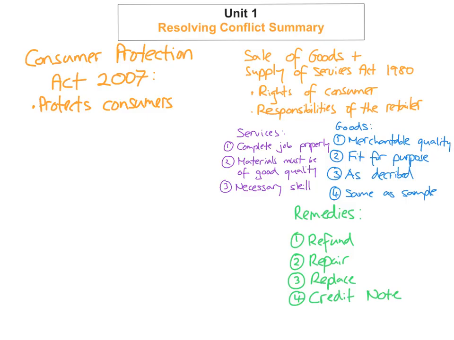So there's a few different things you need to know. The first thing is the functions of the NCA. The NCA is the National Consumer Agency. That's what that stands for, and they are the ones who make sure that this Consumer Protection Act is actually seen through, and it actually does happen. So there's a few different functions. Okay, the first function is that it protects consumers.